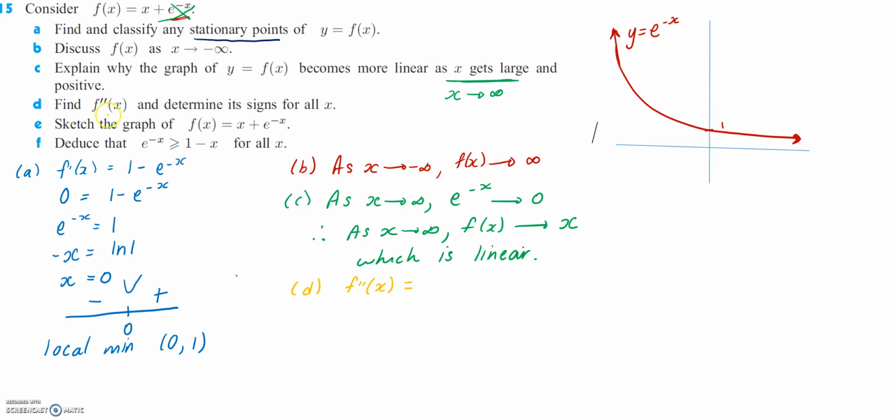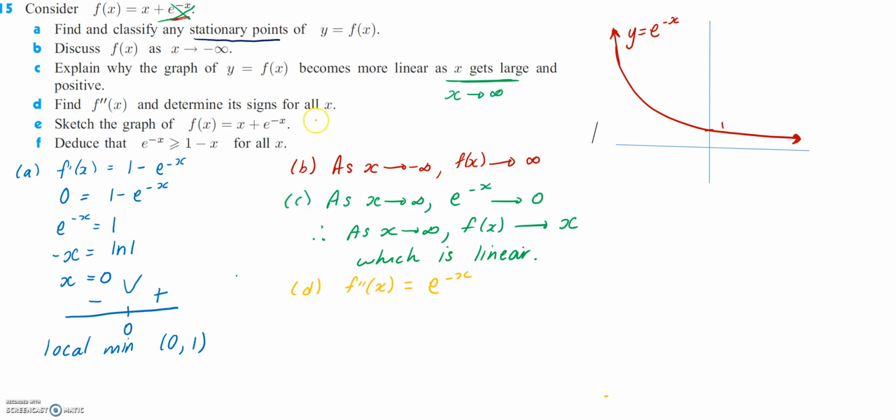Okay, let's hit D. We want to find the second derivative and determine its sign. So the derivative of 1 is nothing. E to the minus x, we write that. There is a minus here, but then we have to times by the derivative of negative x, which is negative 1, so we get that.